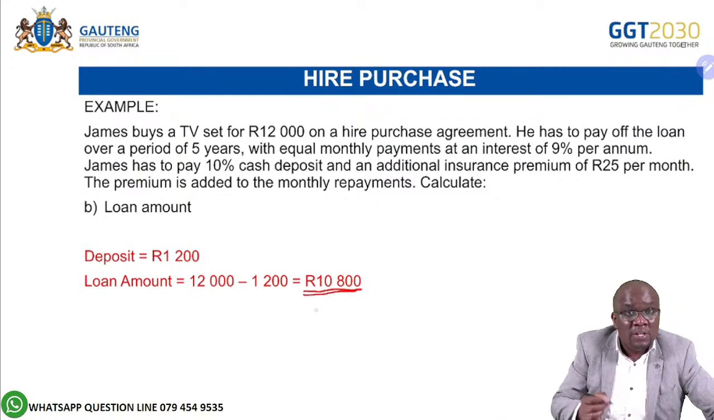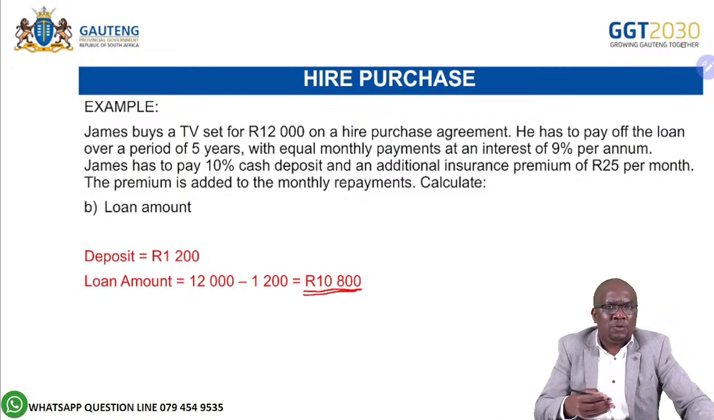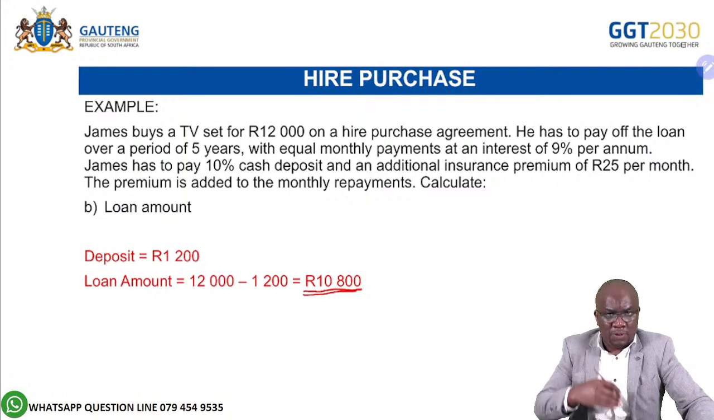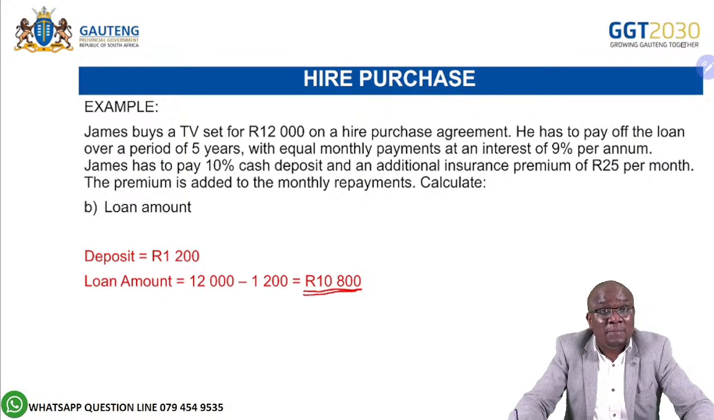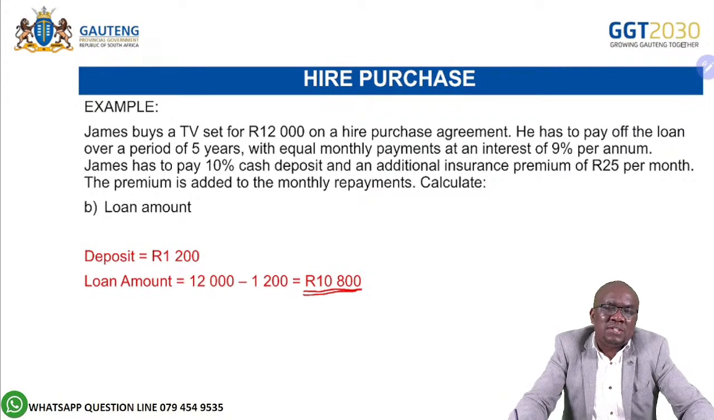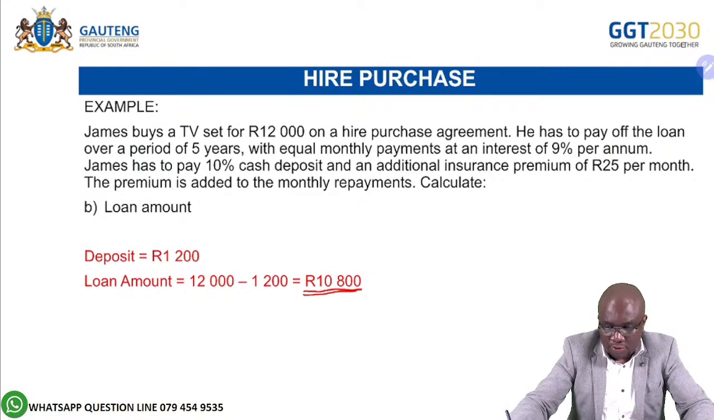Please take note of this. We're going to use these answers every time. Know that the answer you're getting is going to be used for the next question. So the loan amount is not 12,000 now, it's 10,800. So this is the amount that is going to be charged interest. Okay, so let's go to the next part.